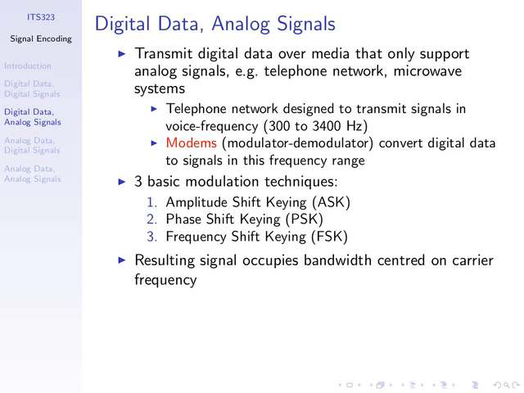So this is where we want to transmit digital data over some media that supports analog signals. A telephone network, a terrestrial microwave system. And we use a modem to convert the data into signals in some frequency range, the frequency range that the medium supports. There are three basic techniques. We're sending analog signals, so we can think of it as our sine wave.